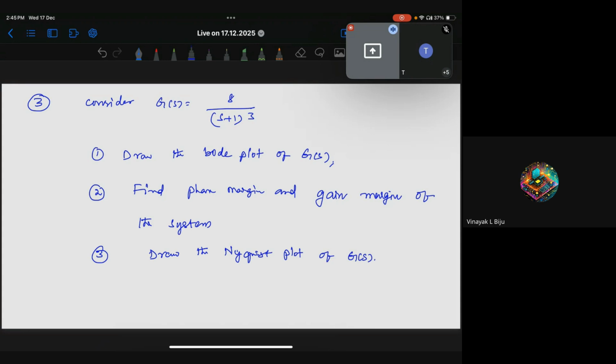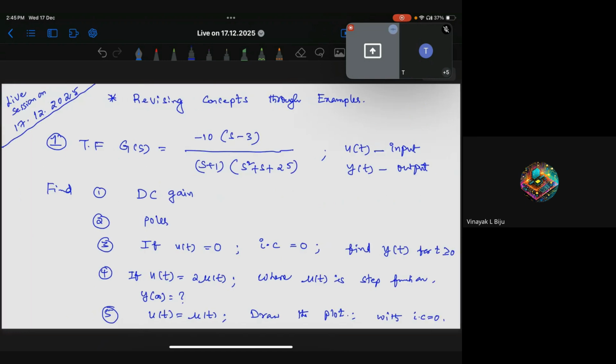We'll try to cover these concepts. One problem is related to the time domain response, another is related to the frequency domain. These two topics we will be covering today, and some more examples we'll cover in the coming Friday session. You can also ask your doubts in the Friday session. So let's start one by one.